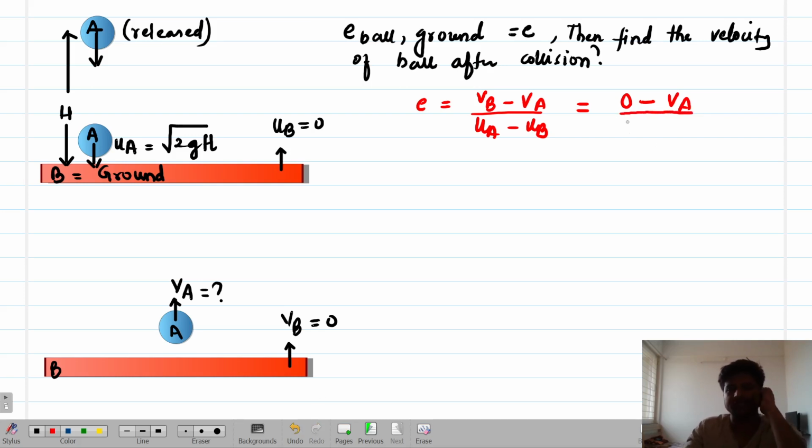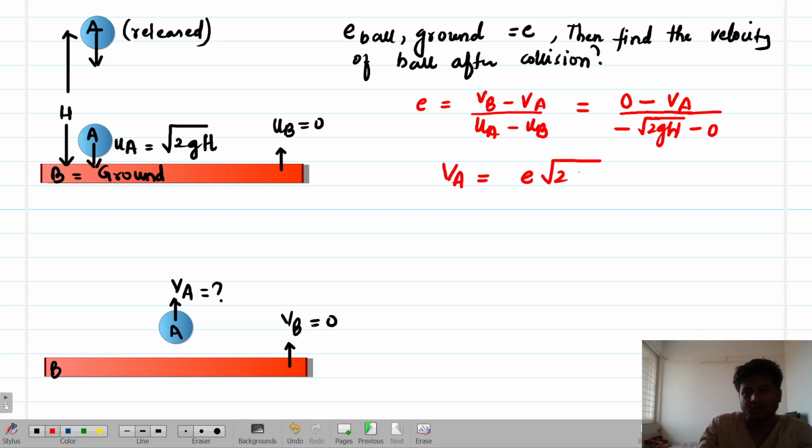Only root 2gh. It is in downward direction, no? So minus root 2gh, isn't it? Minus of 0. So that is why V of A is E times root under 2gh. Are you able to get me or not? So actually the ball which came and hit it, E lies between here. If it is not an elastic collision, we know that E lies between 0 and 1.